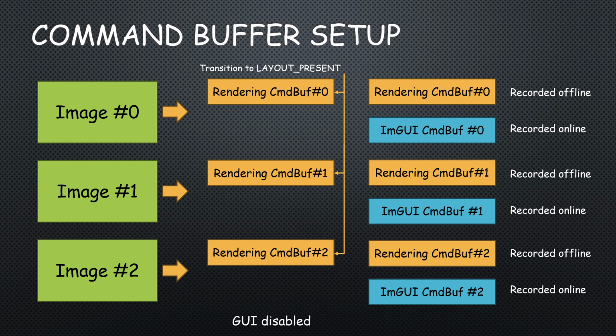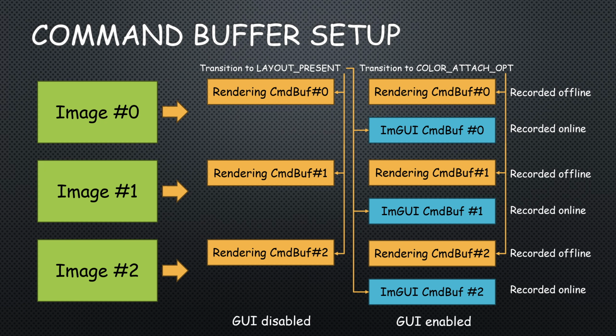One set is for the case where the GUI is disabled. This set of command buffers maintains the current behavior. The second set is when the GUI is enabled. In this case, the main command buffer transitions the layout to color attachment optimal, but it doesn't transition it to layout present. It also clears the color and depth buffers as usual. The GUI command buffer assumes that the layout is already color attachment optimal and doesn't clear the color and depth buffers. We record the ImGUI stuff into it and transition the layout for presentation at the end. The two command buffers are submitted together into the queue.